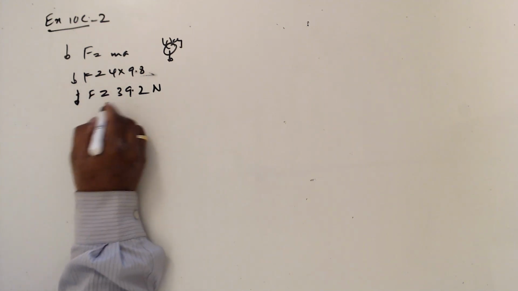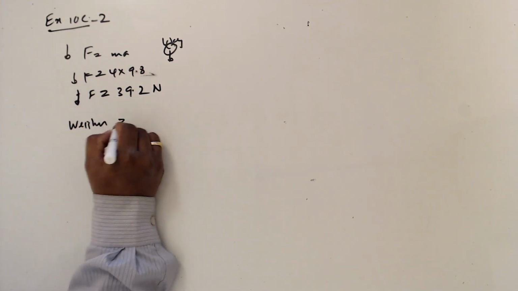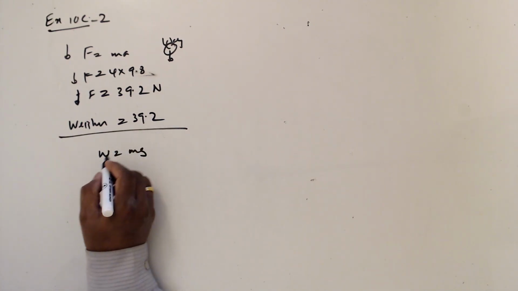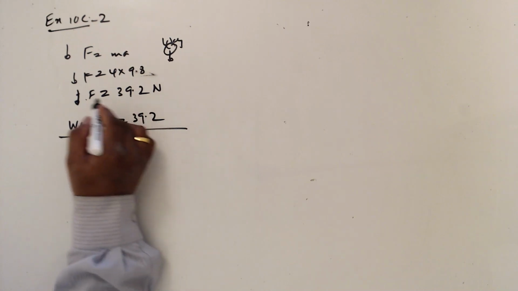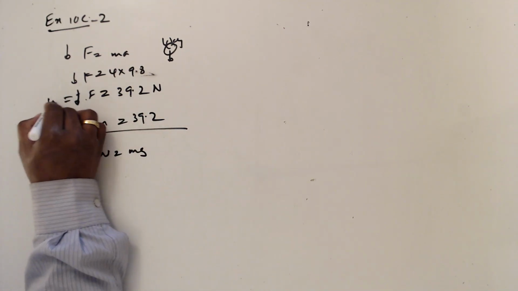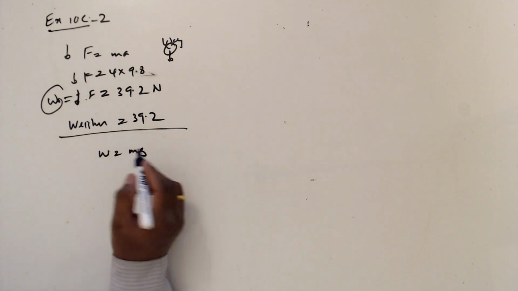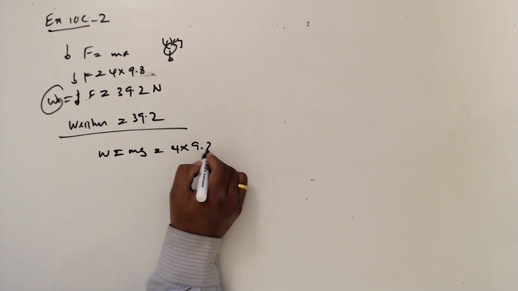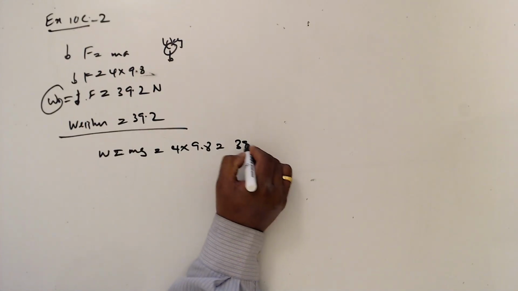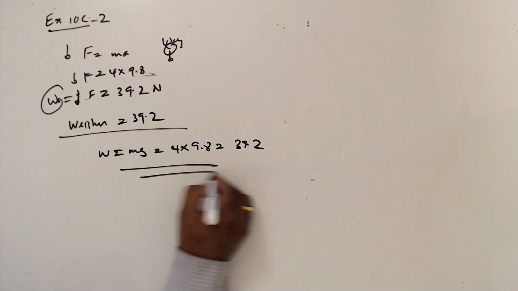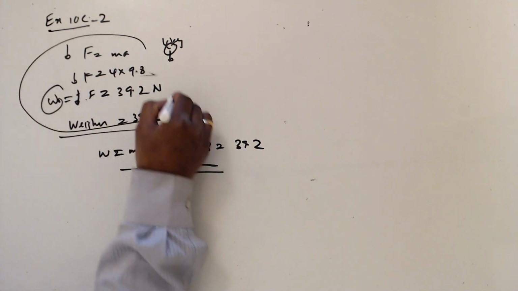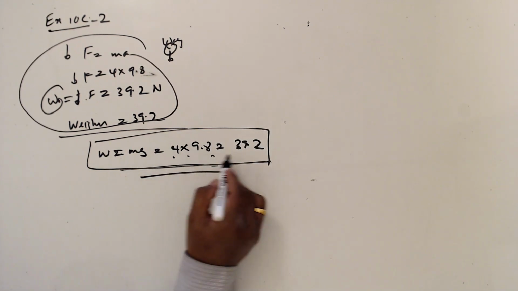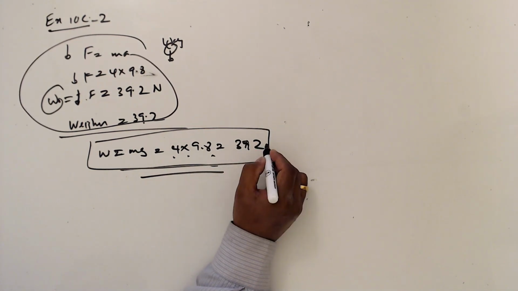So this force is called weight. So basically W equal mg. So this F is especially called W, weight. So W equal mg, then 4 times 9.8, simply you can work out 39.2. So this is the equation for it. But you can stay with this one. W equal mg, 4 times 9.8, that is 39.2 Newton.